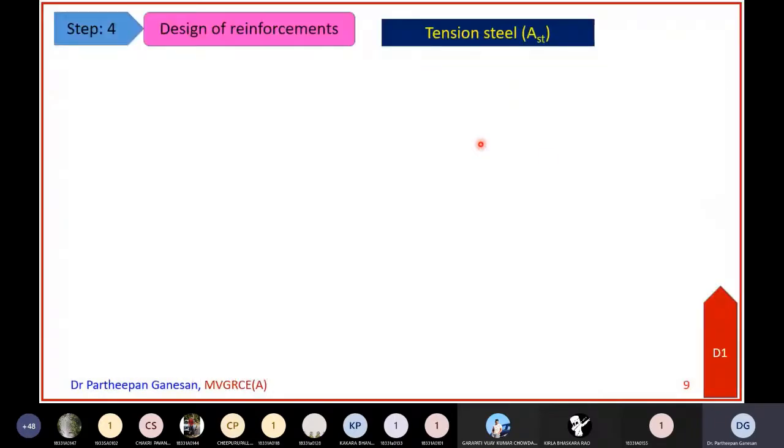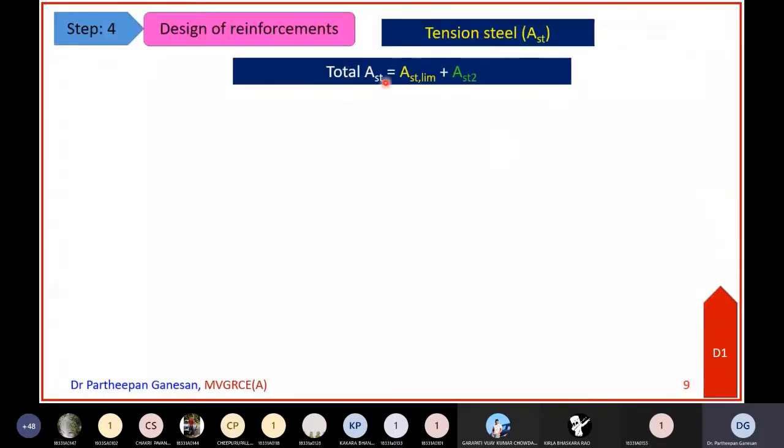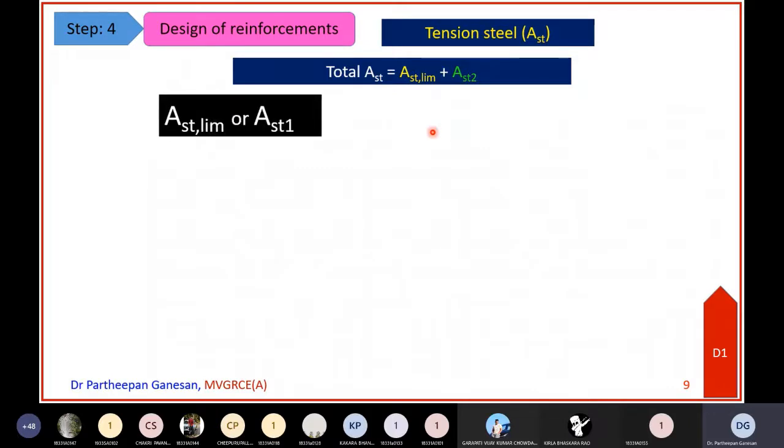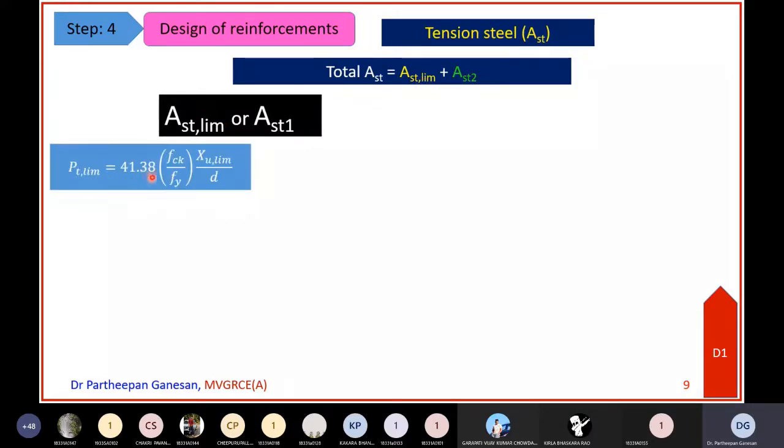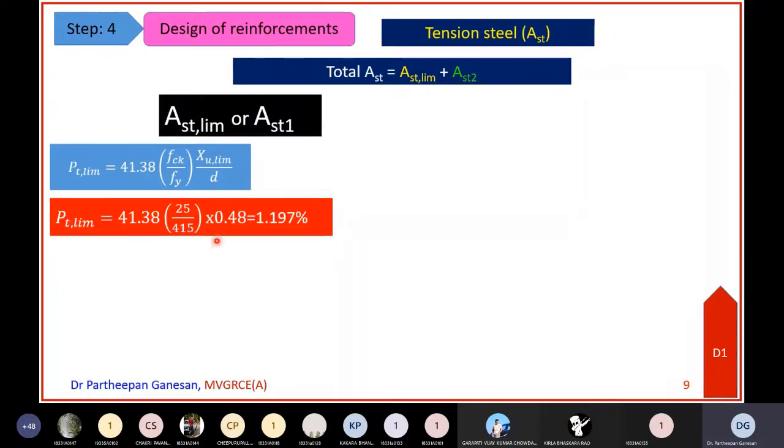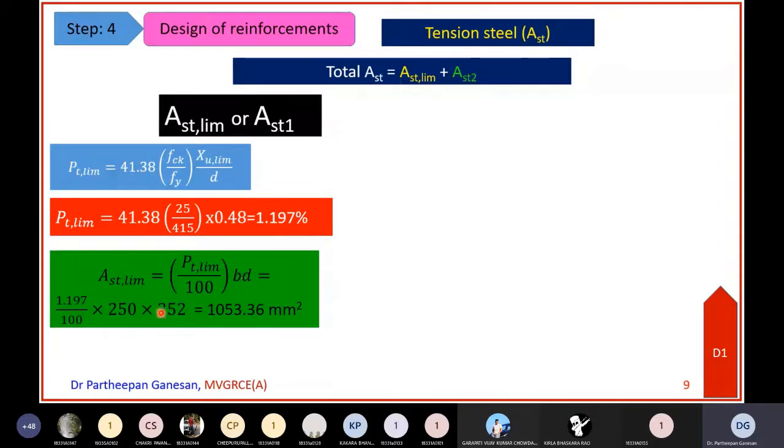So you know total AST is equal to AST limit plus AST2. Now first you find out AST limit. This is the same as what we did yesterday. AST limit, or in some books they say AST1, both are one and the same. You know PT limit is equal to 41.38 FCK by FY into XU limit by D, and 1.197% is coming. So from that you find out AST limit.